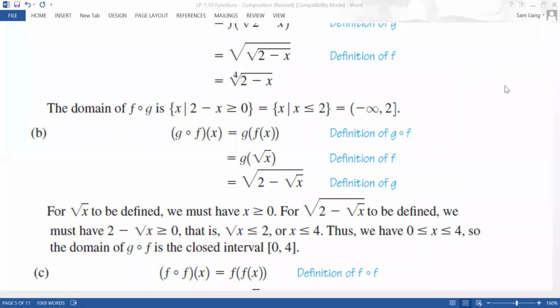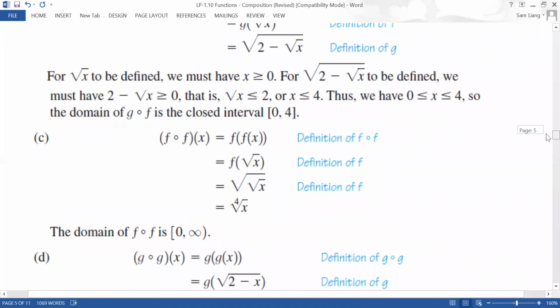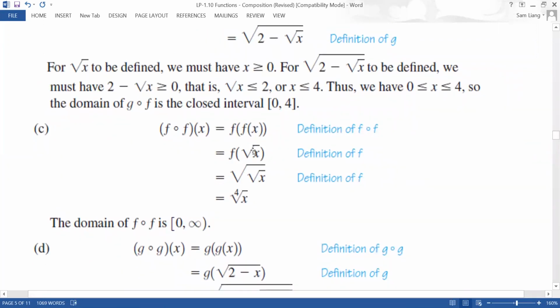All right, moving on to part C. Part C was f composed with f. So we have square root of x, and then applied again, we get square root of square root of x. Same thing as part A, we get the 4th root of x. So that's your composed function. And then for the domain, square root of x has domain x greater than or equal to 0, as we know. And that's the same thing here for the 4th root of x. We have the same restriction, x has to be greater than or equal to 0. So just 0 up to infinity.